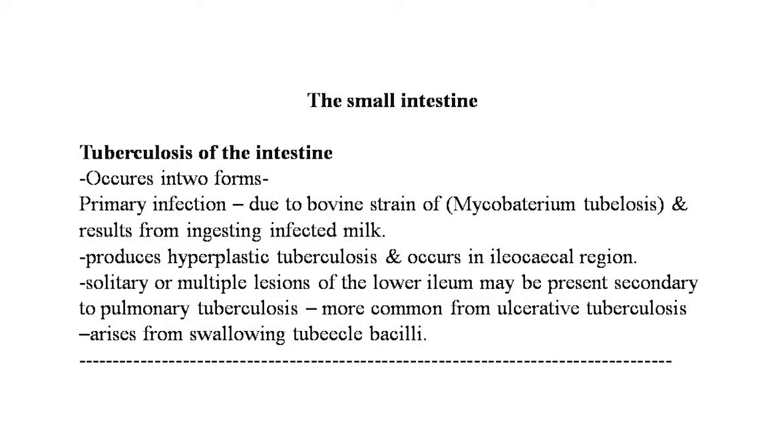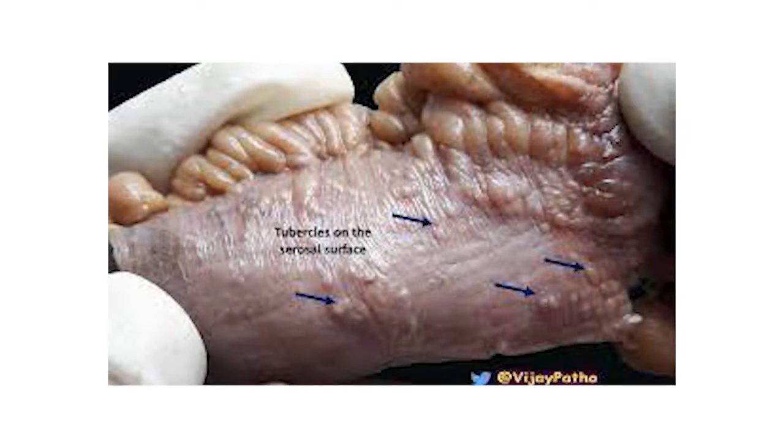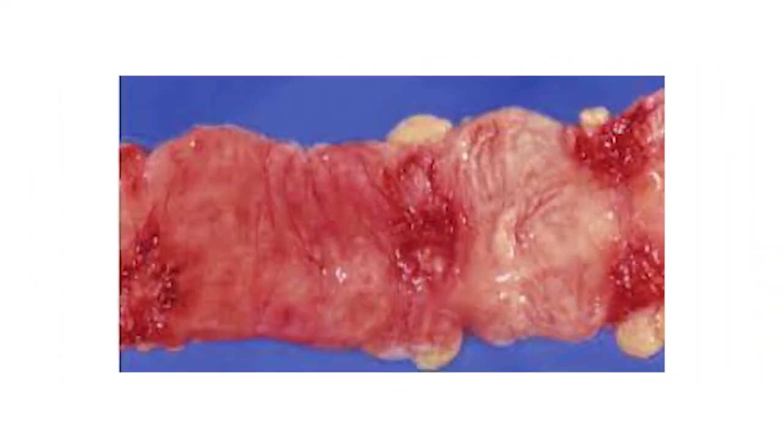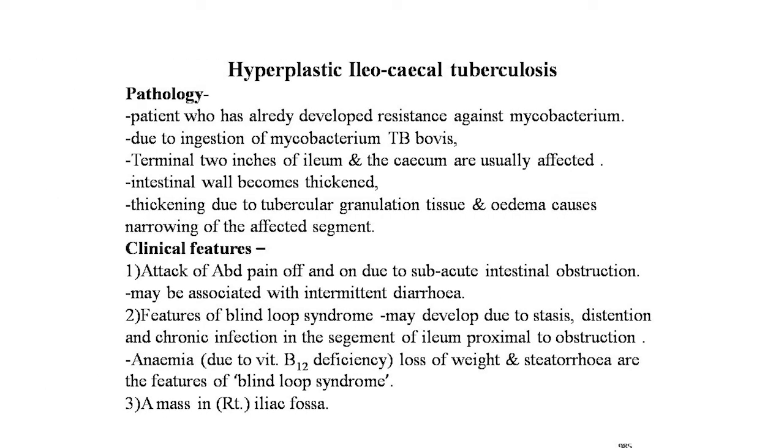of swallowing tubercle bacilli. Students, you can see a good image of the tuberculosis of intestine. The next image is also the tuberculosis of intestine. Good image. This is the ulcerative tuberculosis of the intestine, also a good image. Now the next point is hyperplastic ileocaecal tuberculosis.